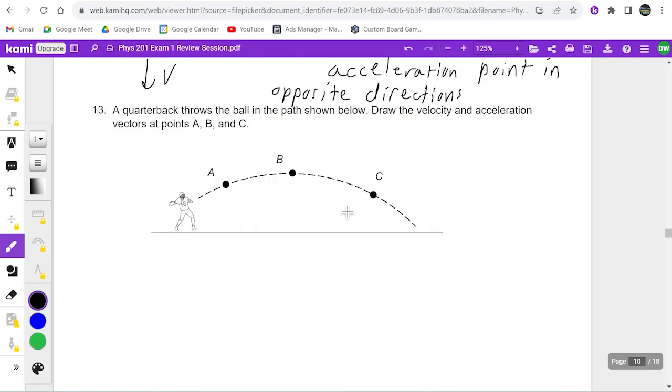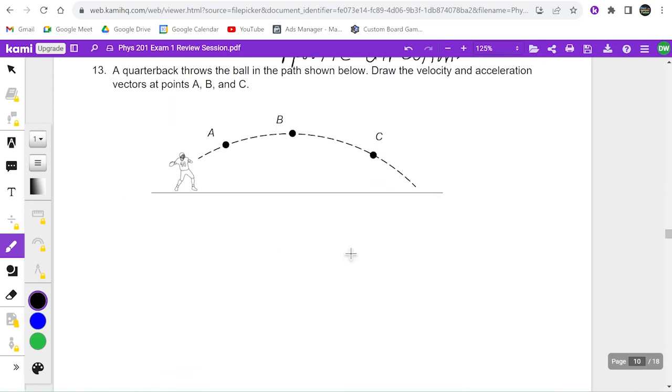Okay, next, number 13. A quarterback throws the ball in the path shown below. Draw the velocity and acceleration vectors at points A, B, and C. So again, just take like 30 seconds, just think to yourself what the answer would be. Maybe you can even write it in if you want and then erase it if you're wrong. Okay, hopefully you've thought about it. Now I'm just going to tell you what we're going to do.